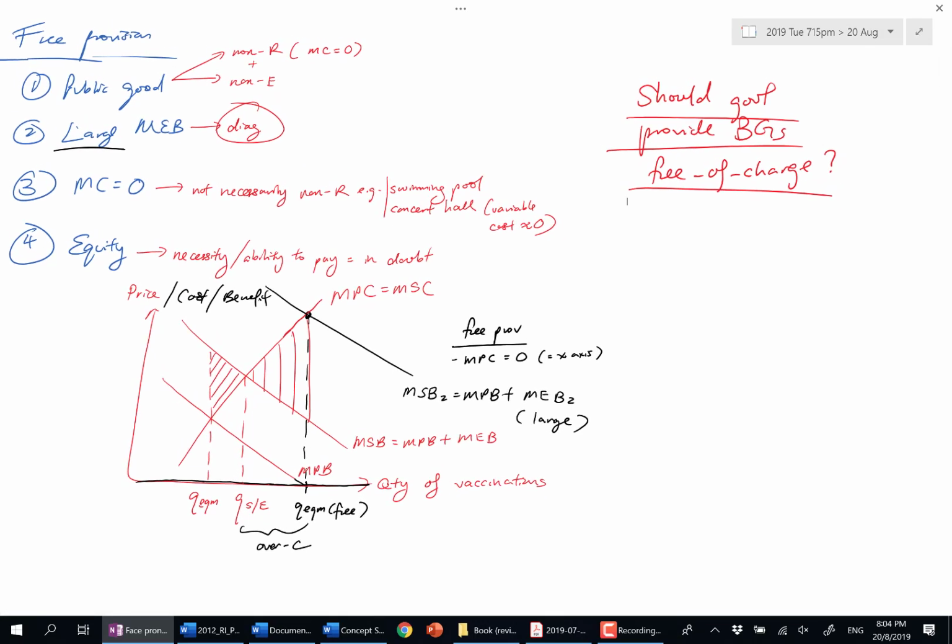Okay, so should we provide botanic gardens free of charge? What do you think? Okay, MC equals 0. Any more?